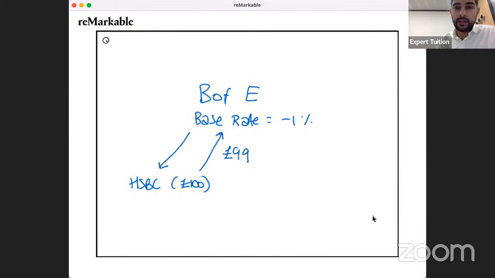That's the first half of the essay. The other half of the essay is so lovely and easy. The second half of the essay is to talk about fiscal policy and to talk about how the government adopted expansionary fiscal policy. What I will be talking about there is two things.